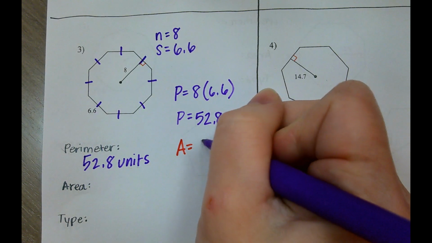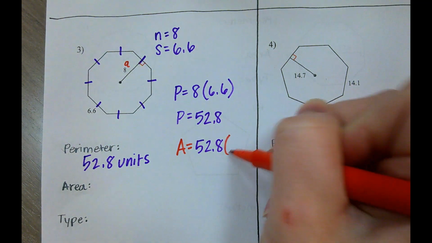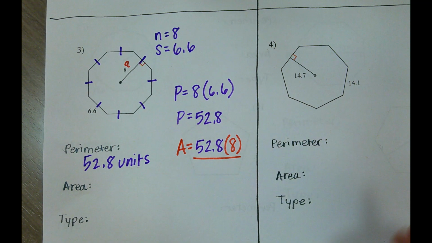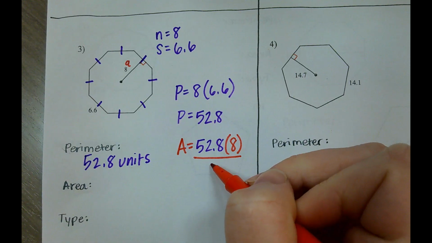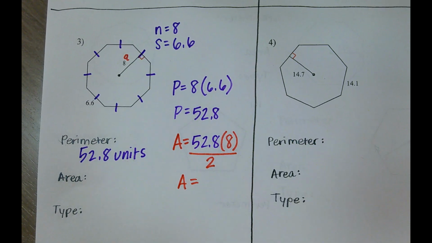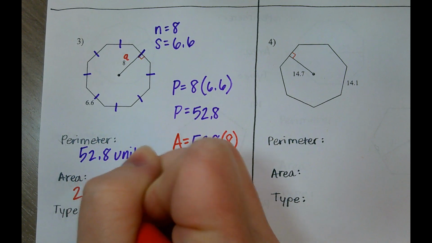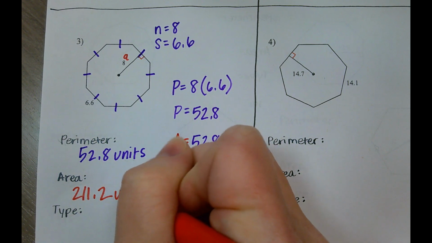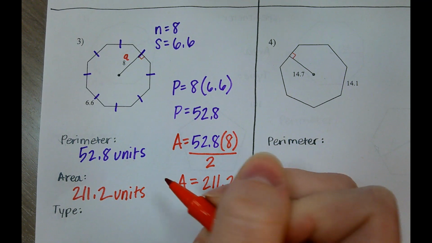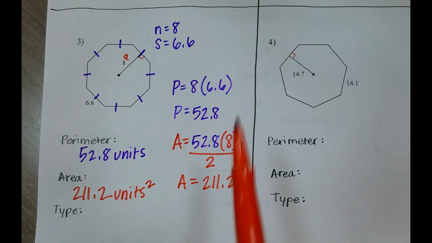Okay, so for area, times 5.28 times 8. 8 is our bottom. Divided by 2. Two 11.2. Perfect. 211.2 units squared.